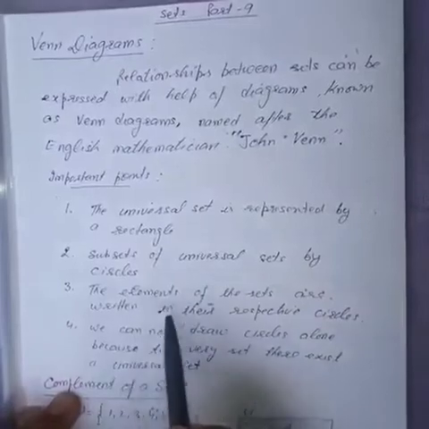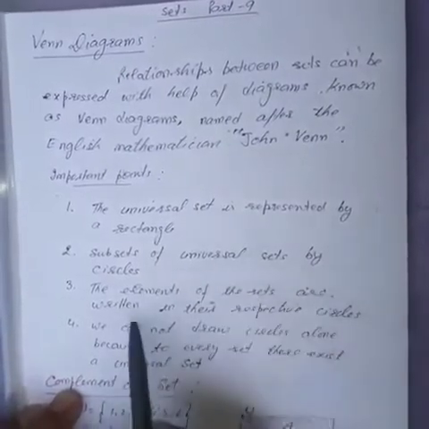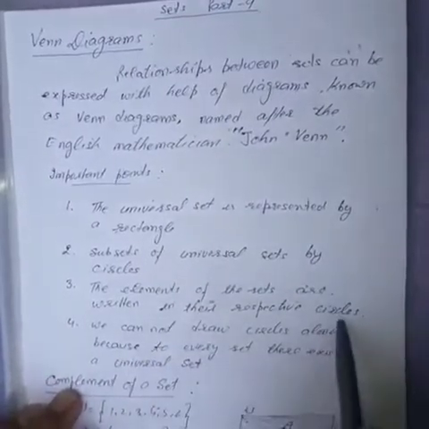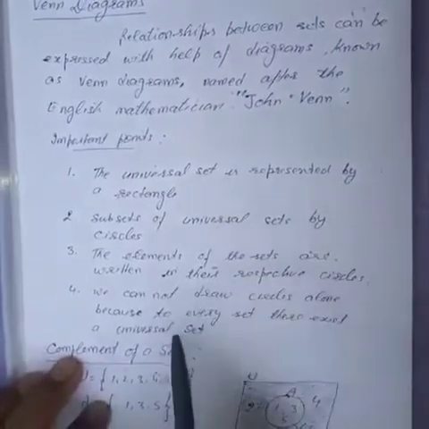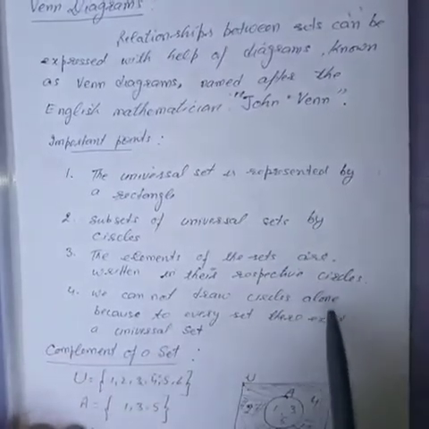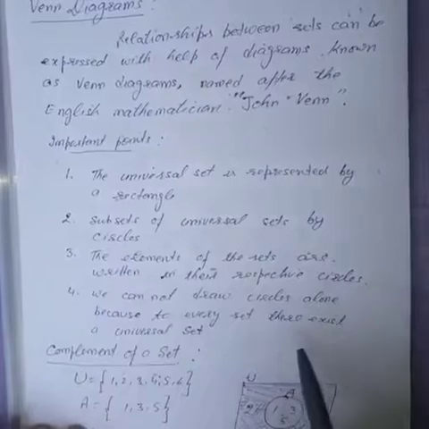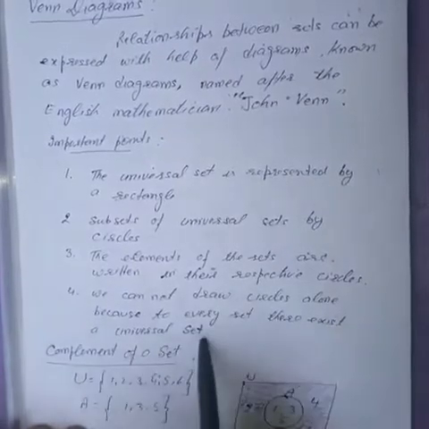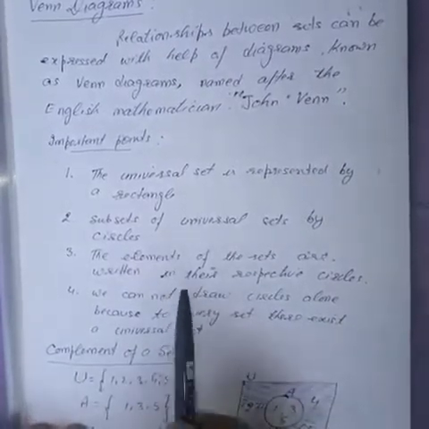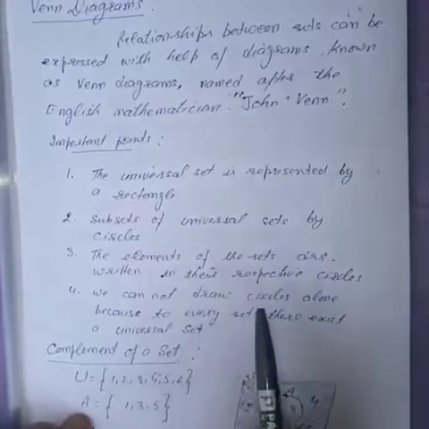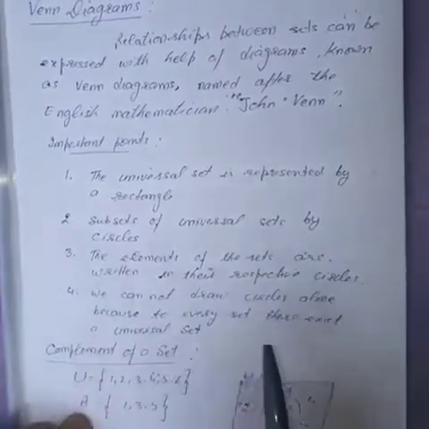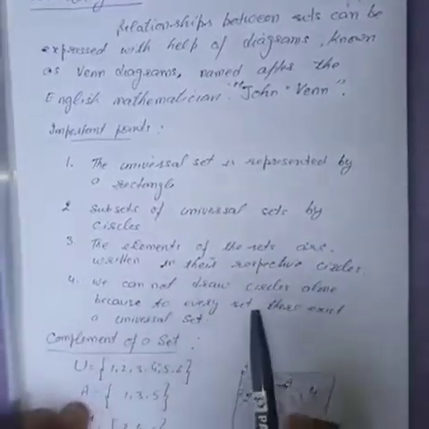The third point, the elements of the set are written in their respective circles. And we cannot draw circles alone because to every set there exists a universal set. So you will consider these points. It means if a set is a subset of the universal set, then a rectangle and circle will be drawn.